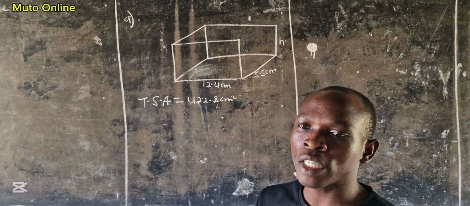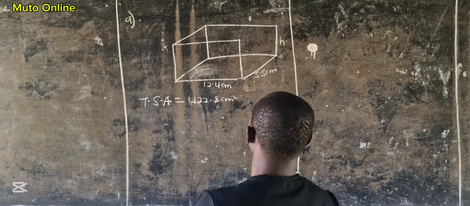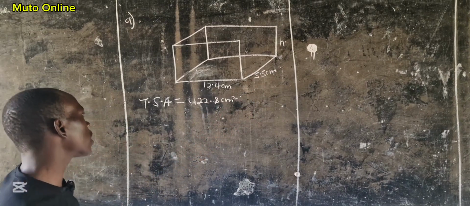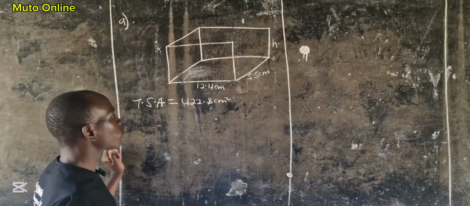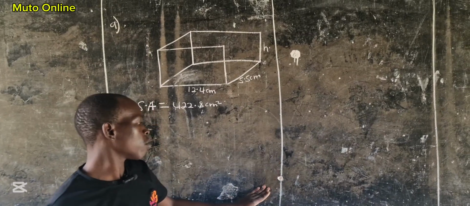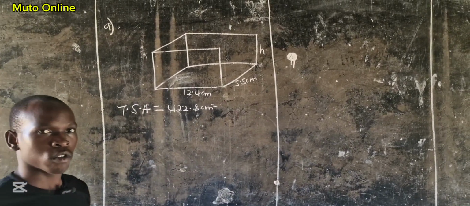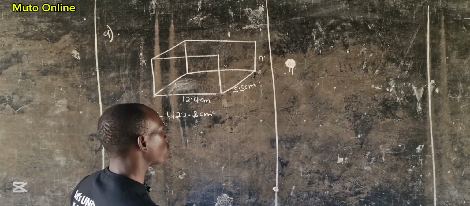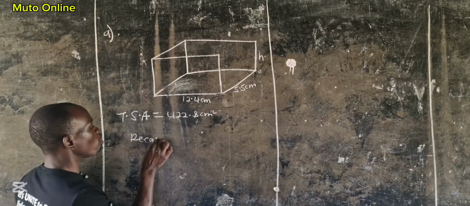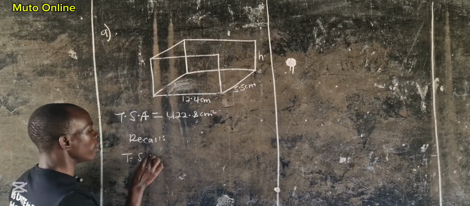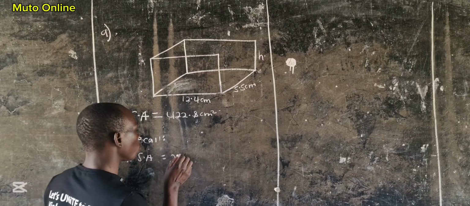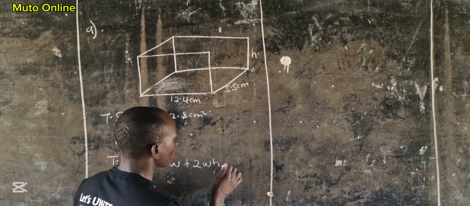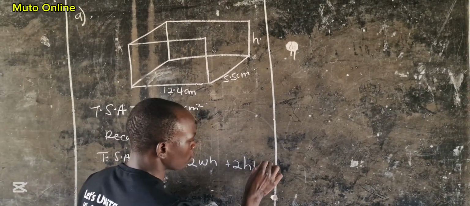Now, part B, they want us to calculate the height of the box he is to make. We don't have the height, but we have the width and the length, and also the total surface area. Now, you recall the formula for total surface area of a cuboid or of a box. So you simply say, recall that total surface area equals 2 of length times width plus 2 of width times height plus 2 of height times length.